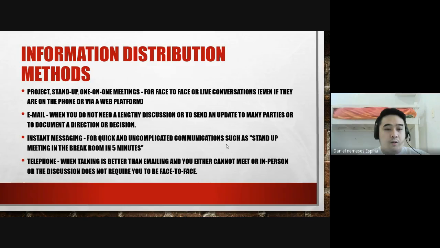Telephone. If you think there's a real need to talk, and email alone will not do, and you cannot have a face-to-face meeting, you can use the telephone, or perhaps a video call. So when talking is better than emailing, and you either cannot meet in person or the discussion does not require you to be face-to-face.